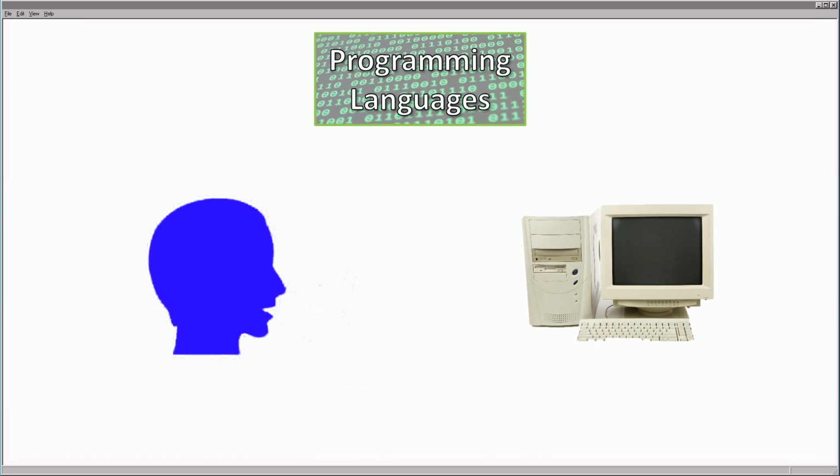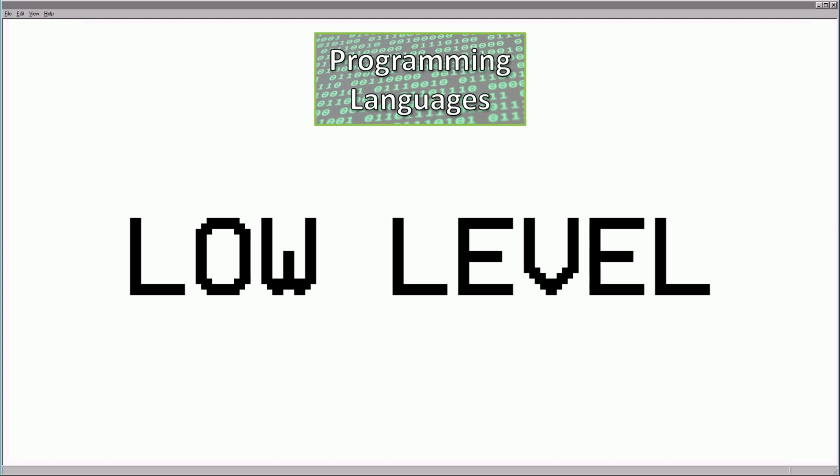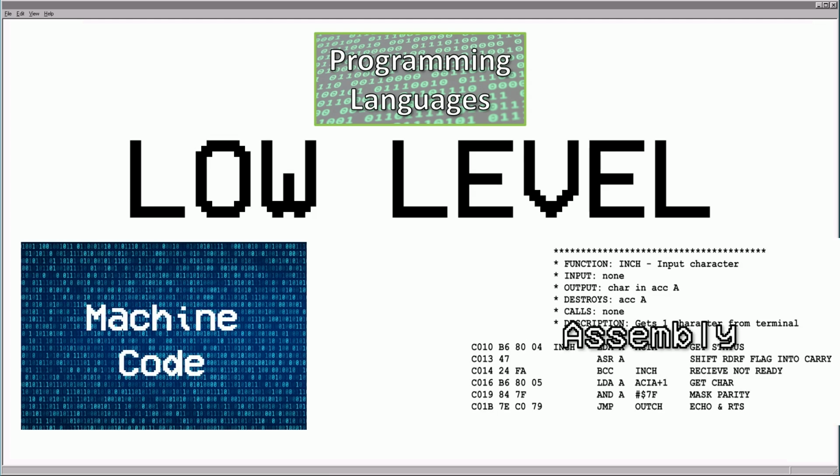Now, there's a lot of programming languages out there, and you can usually classify them into two major categories. The first one is low-level languages. A low-level language is as close as you can get to the hardware. The way you can think about this, and two of the major ones that we use, is called machine code and assembly. Your processor only understands zeros and ones, on and off. It only understands binary code. Machine code is binary code.